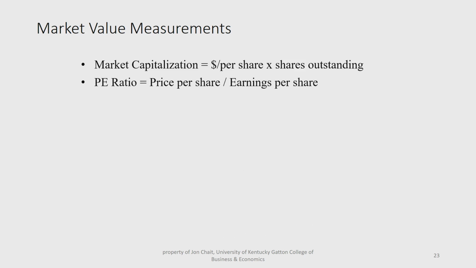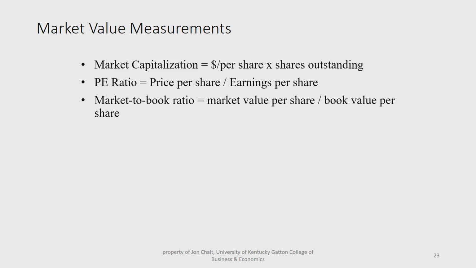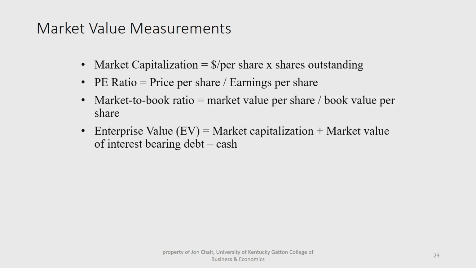The PE ratio, which we don't use too much in this class, but you'll use in some of your other classes, is the price per share divided by the earnings per share. Market to book is the market value per share divided by the book value per share. And for enterprise value, this is not a ratio, this is how we calculate it. We take the market capitalization plus the market value of interest-bearing debt minus cash, which gives us the enterprise value of the company.